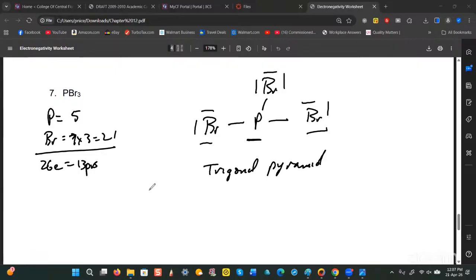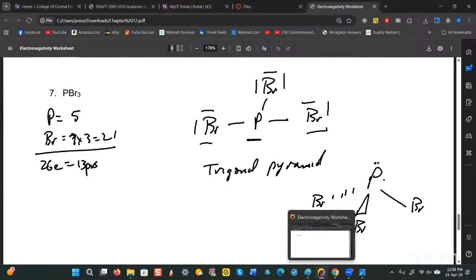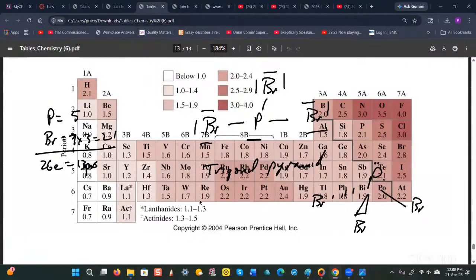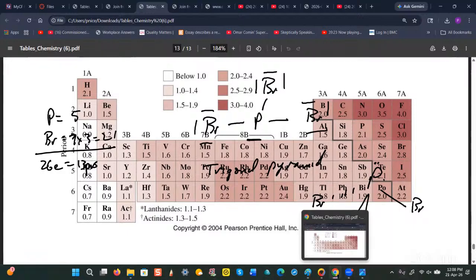And the next question is the polarity. Non-polar? No, actually polar, because the electrons don't pull the same. This is the 3-dimensional shape. Which one is more electronegative? I think the bromine is more electronegative, but I want to confirm that. Okay, so phosphorus is 2.1 and bromine is 2.8. So bromine is more electronegative.